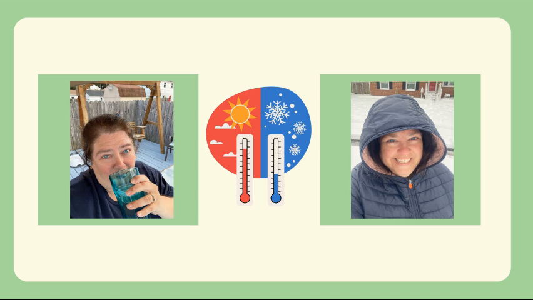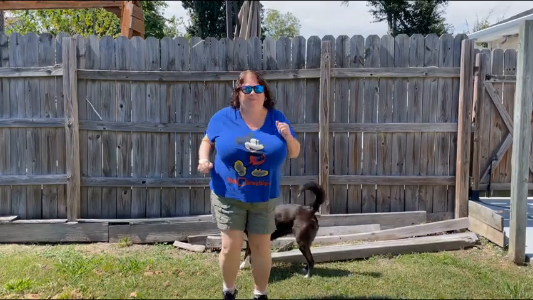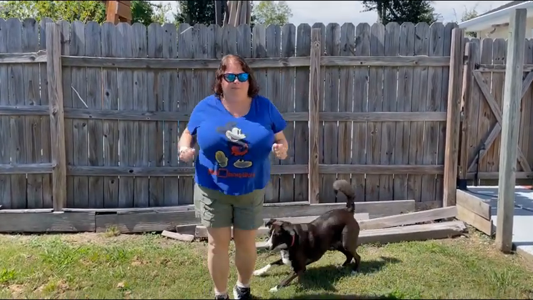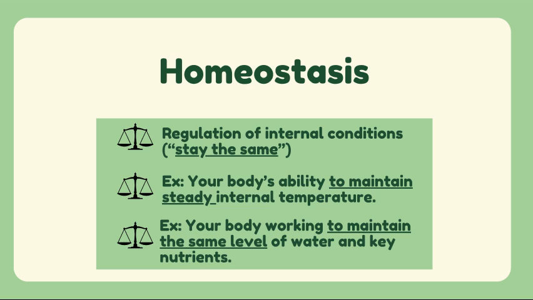Take something simple like temperature. If we get too hot, we do things to cool ourselves down, like drinking ice water or staying in the shade. If we get too cold, the opposite is true. We might put on a coat to help keep us warm. As you run, your body begins to sweat. That helps you cool down. A final example is how your body works to maintain the same level of water and key nutrients.